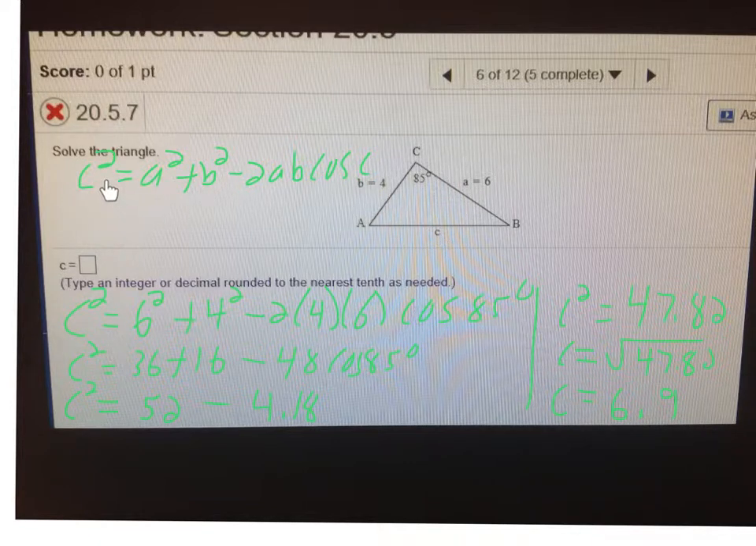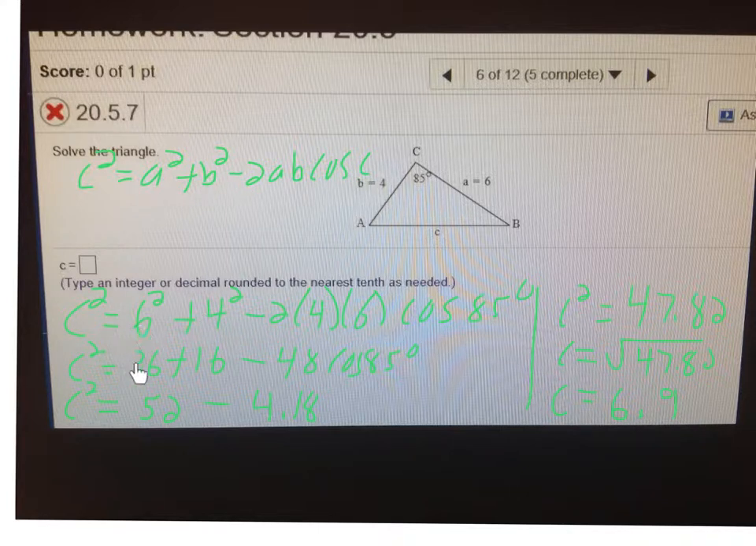So I guess the law of cosines is C squared equals A squared plus B squared minus 2AB times the cosine of C. So I put in 6 for A, 4 for B. I guess I put them backwards here. 4 and 6 are for A and B, and then cosine 85.